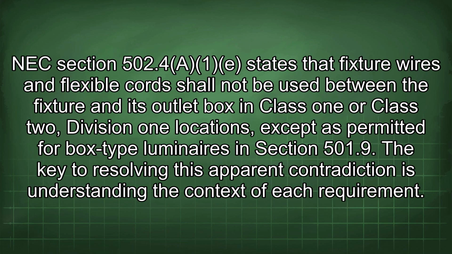NEC section 502.4 A&E states that fixture wires and flexible cords shall not be used between the fixture and its outlet box in Class 1 or Class 2, Division 1 locations, except as permitted for box-type luminaires in section 501.9. The key to resolving this apparent contradiction is understanding the context of each requirement.